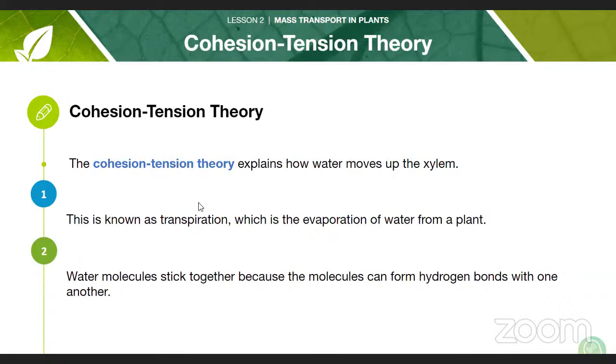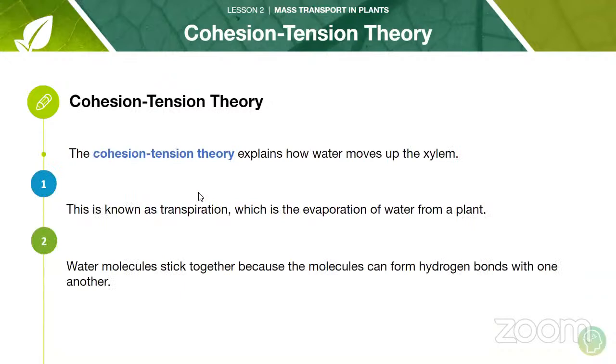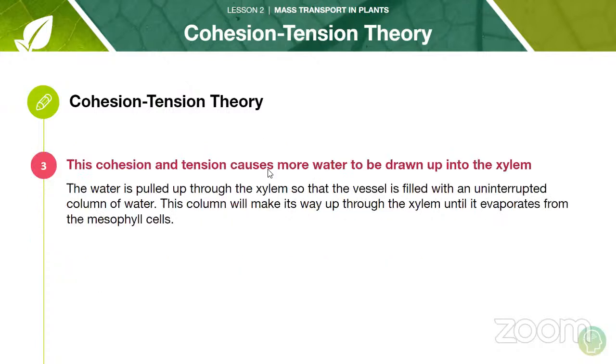The other way is through tension. So tension is the water molecules sticking to the walls of the xylem. So you need both. You need the cohesion of water molecules to one another and the tension, which is the water molecules sticking to the walls of the xylem itself. And both of these combined create cohesion tension, which allows for water to move up the plant. And again, this is down its pressure gradient, which is important.